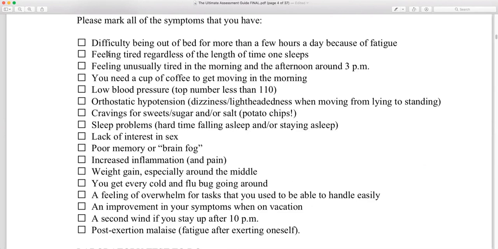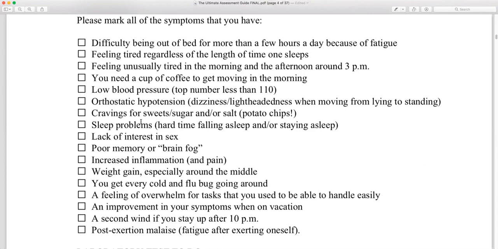If your blood pressure is low, so basically your top number, your systolic number, is less than 110. If you have symptoms of orthostatic hypotension, which is basically dizziness or lightheadedness when you go from lying down or sitting to a standing position rather quickly, that's because the blood pressure is too low.